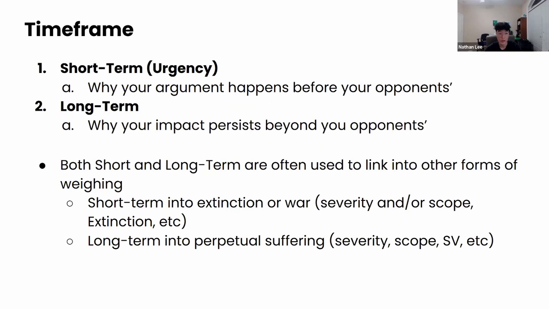All right. So next is time frame, which is two different types. First is short term, otherwise known as urgency, which is why your argument happens before your opponent's and why it matters more. The second type is long term, which is why your impacts persist beyond your opponent's. So both short and long term are often used to link into other forms of weighing. So you usually don't want to use time frame as its own weighing mechanism. An example could be that short term weighing into extinction over war links into severity or scope. And then long term weighing can be linked best under, for example, structural violence framing into perpetual suffering, which then implicates out to severity or scope weighing, etc.